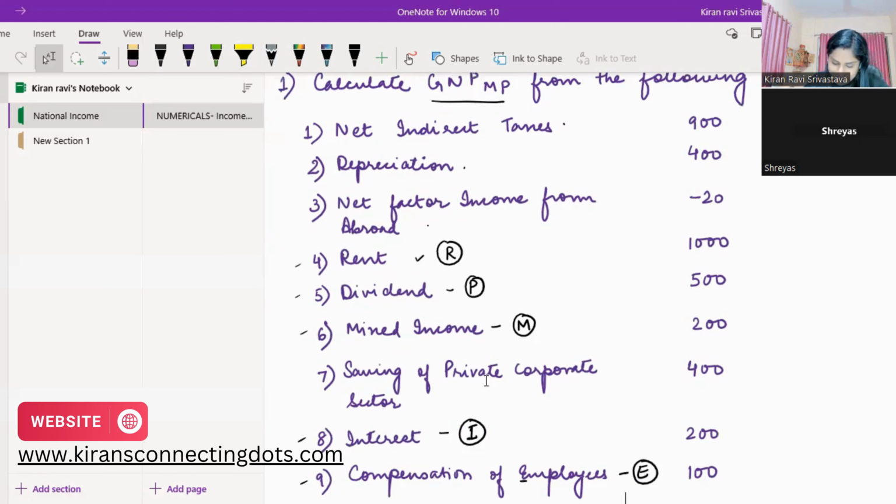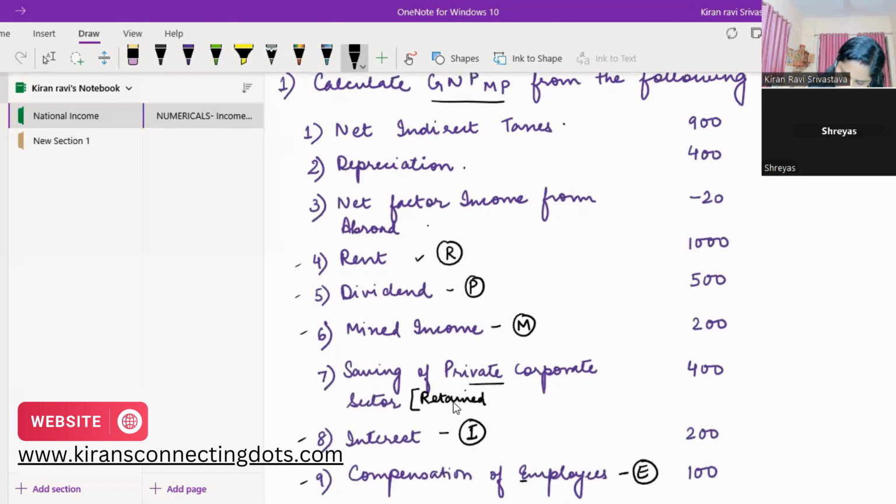Okay. देखो, they have not used the word retained earning directly here. They have given savings of private corporate sector. Saving of private corporate sector is nothing but retained earning. एक private company, if they are not giving out dividends, but they are saving it in their general reserves or whatever as a retained earning. So this savings of private corporate sector is nothing but retained earnings.